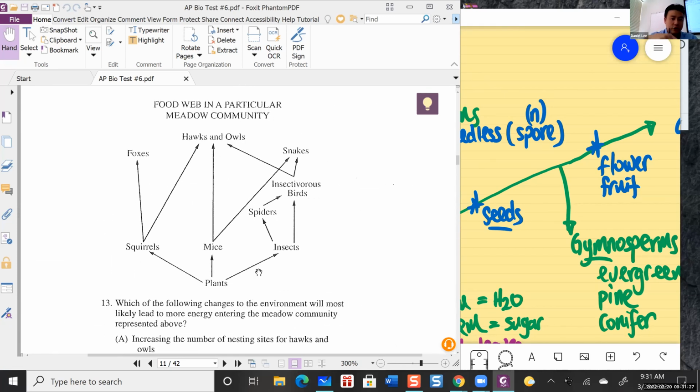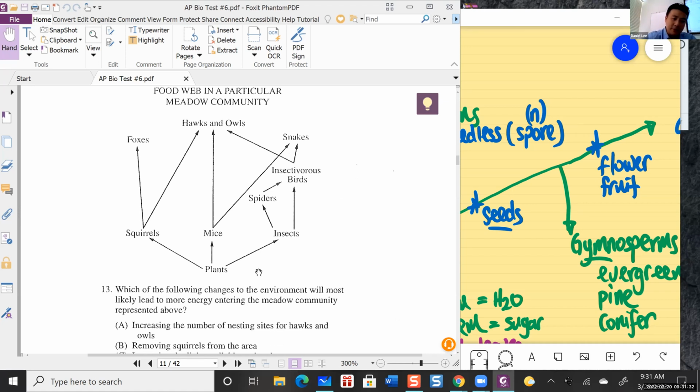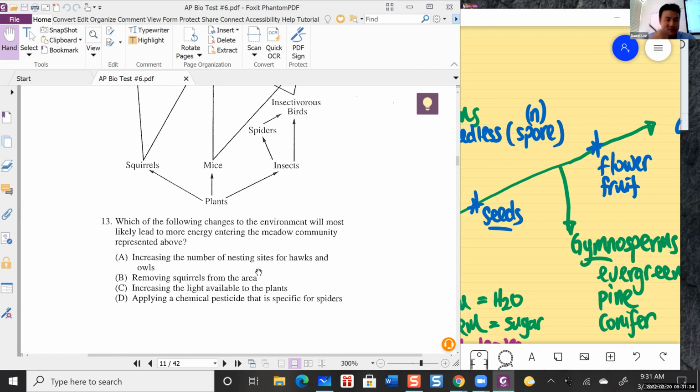All right, so here's an ecology food web question, which is the easiest type of question. You cannot miss any kind of food web. Number 13, you don't have to read too much of this, but they give you these data tables. Well, they give you the graph, the chart, so that sometimes you may use it. Okay. So the question is, which of the following changes to the environment will likely lead to more energy entering the community? Well, the only way energy can enter is via plants, right? So the sunlight, the energy, photosynthesis, right? So which of the following will likely lead to it?